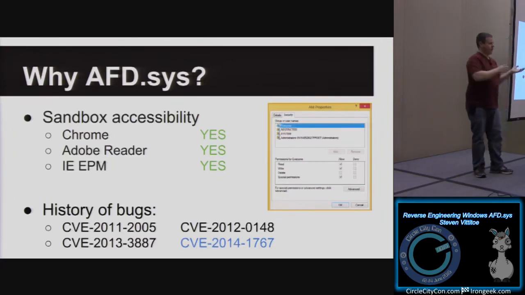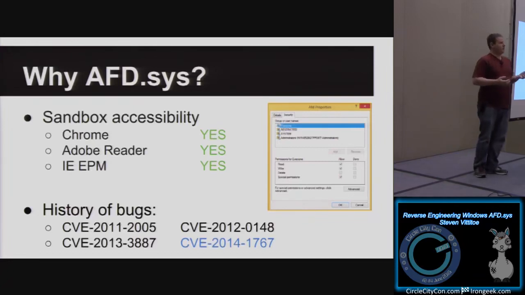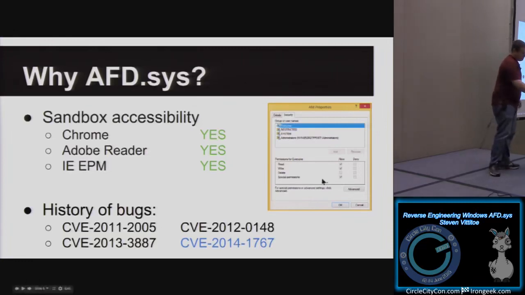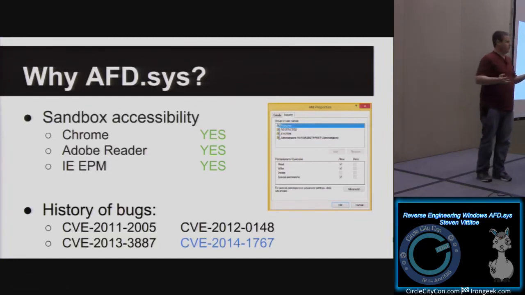So files have permissions that you can assign to them. Devices have permissions that you can assign to them. Everything in Windows is an object that has permissions associated with it. And usually, Microsoft does a very good job of carefully locking these down and carefully controlling who has access to this. In this case, AFD has read and write to everyone. So you can do this as a guest user, talk to AFD, talk to the kernel on this other input.